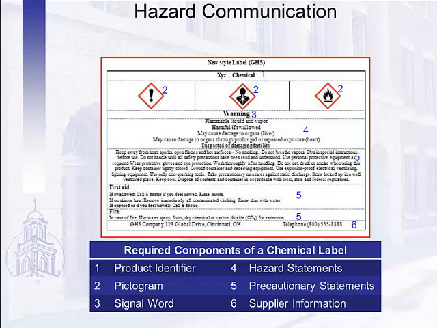Hazard statement: a statement assigned to a hazard class and category that describes the nature of the hazard of a chemical, including, where appropriate, the degree of hazard. Precautionary statement: a phrase that describes recommended measures to be taken to minimize or prevent adverse effects resulting from exposure to a hazardous chemical, or improper storage or handling of a hazardous chemical. Supplier information: the precise location of the provider.